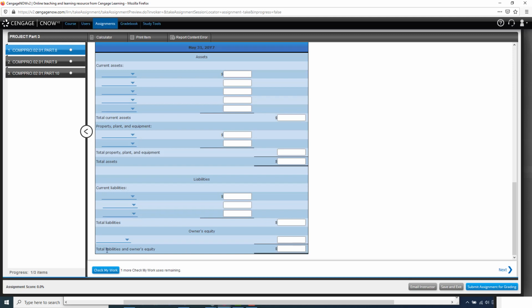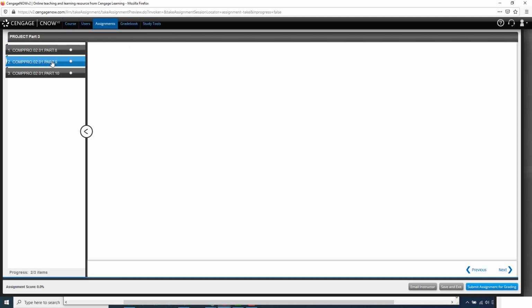And total liabilities and owner's equity. It's a subtotal, or here is the total. That should match the total assets. Total assets equals total liabilities and owner's equity. And that completes part 8 of Project Part 3. Let's move on to the next.